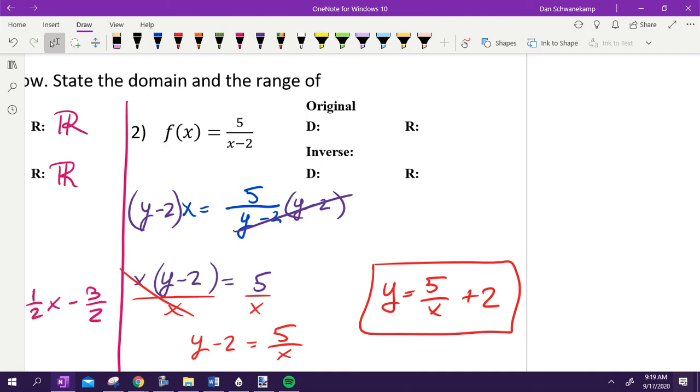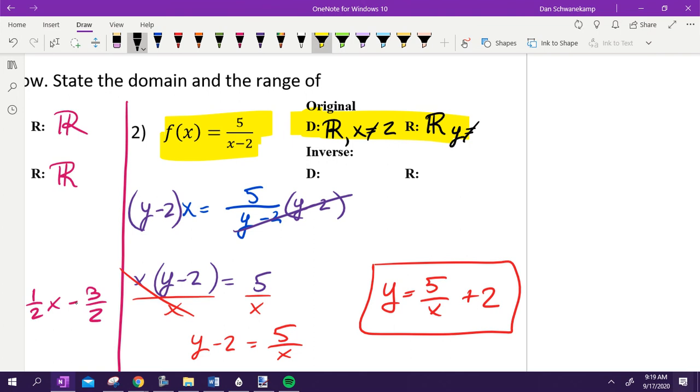Let's talk about domain and range. On this original function, the domain is going to be all real numbers, but x cannot be what number? 2, because if it is 2, I'd get 0 on the bottom. The range is going to be all real numbers, but y does not equal what number? 0. Why did my y value never equal 0 for this original rational? You can't make 5 0. The top is always going to be 5.